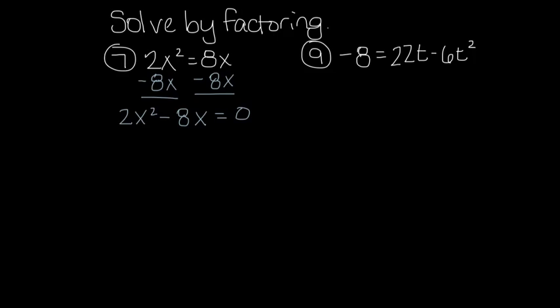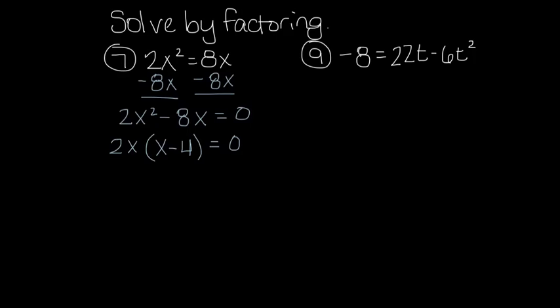So to do that, I'll factor out a 2x. Each term has a factor of 2x. And if I do that, I'm left with x minus 4 inside the parentheses equals 0. You can see that if I distribute the 2x back into the parentheses, 2x times x is 2x squared, and 2x times minus 4 is minus 8x. So I was able to factor out that 2x.